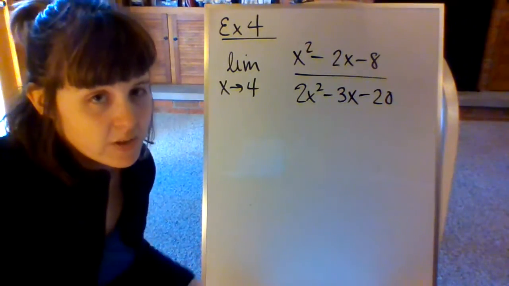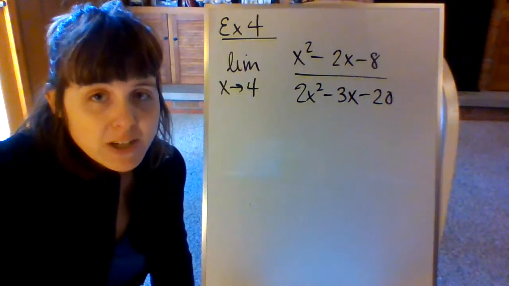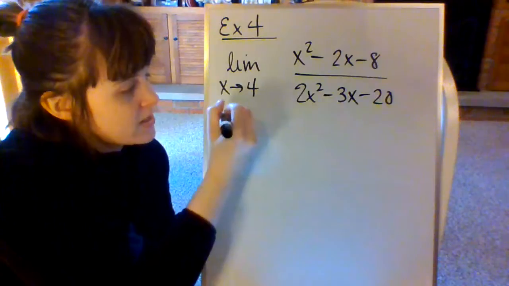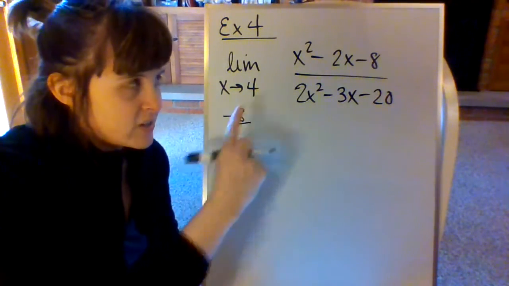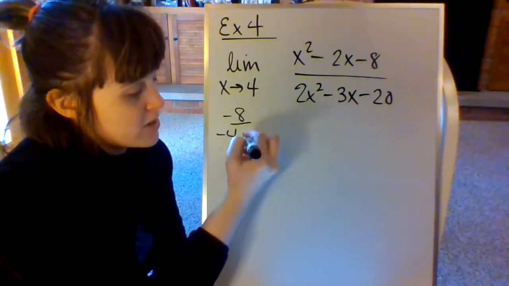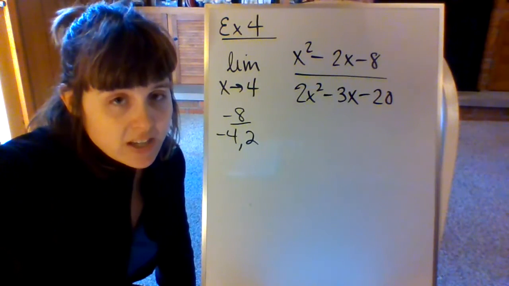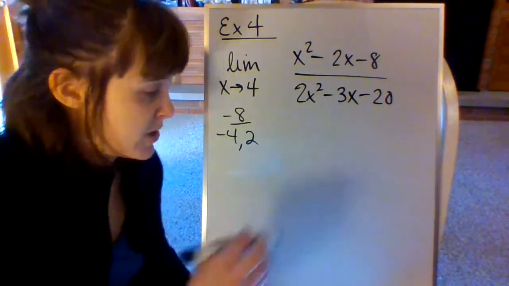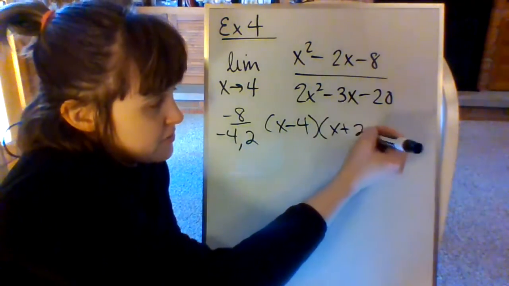So I just reviewed with you how we would factor the top part, so let's do that part first. We're going to need to figure out, well, 1 times negative 8 is negative 8. So what could you multiply to get negative 8 that when you add it together would equal negative 2? Well, negative 4 times 2 is negative 8, and when you add those together, they equal negative 2. So the factorization for the top part is going to be x minus 4 and x plus 2.